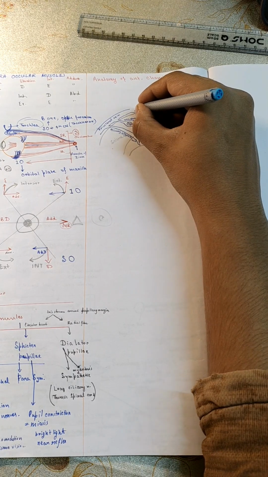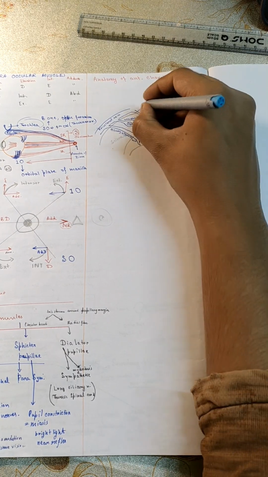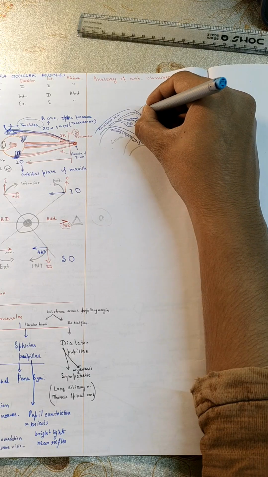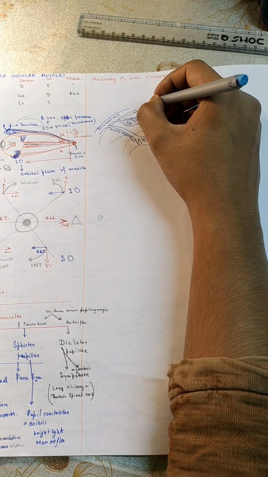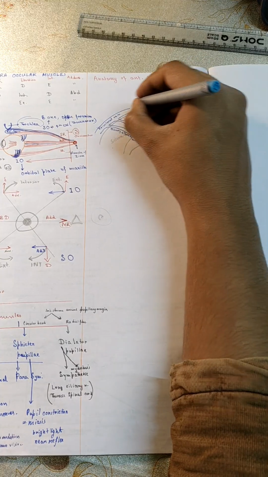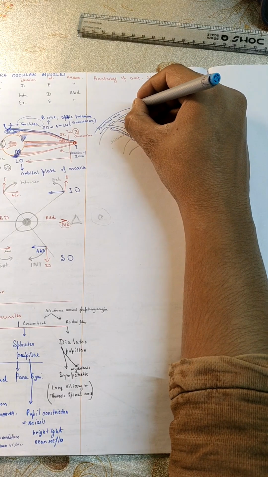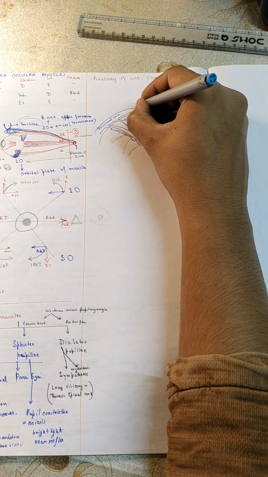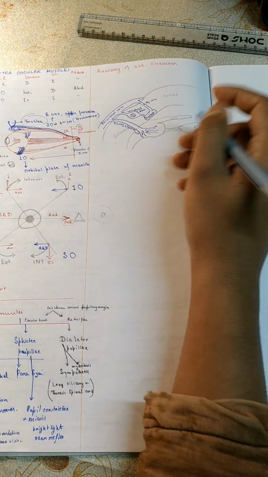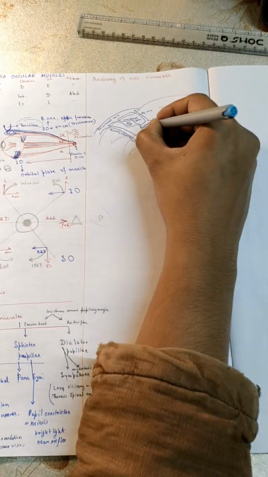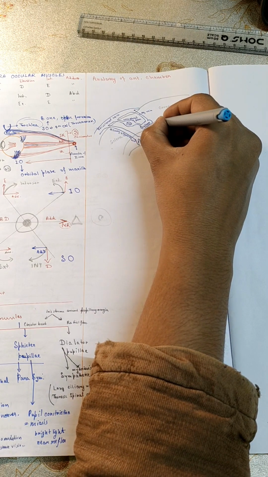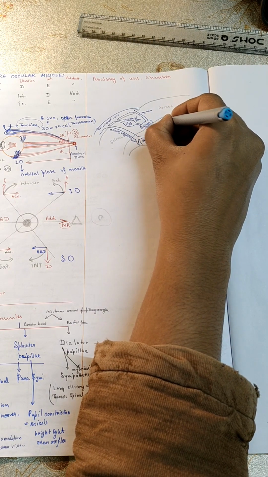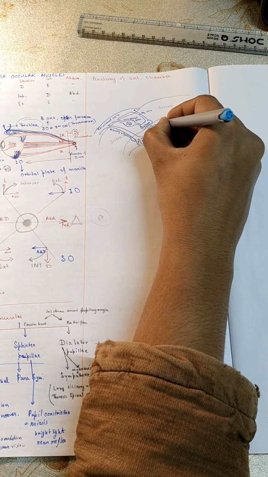Now it's like this. This is aqueous vein. And it passes like this. Three things. I have what here? I have trabecular meshwork.